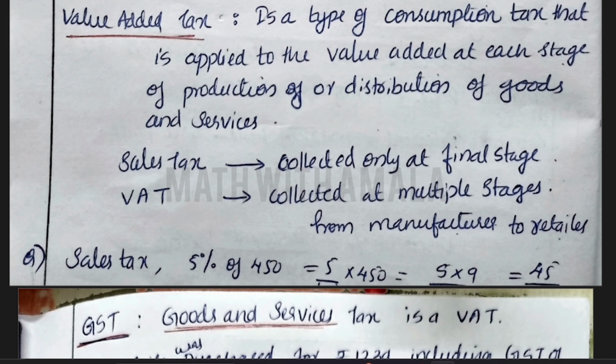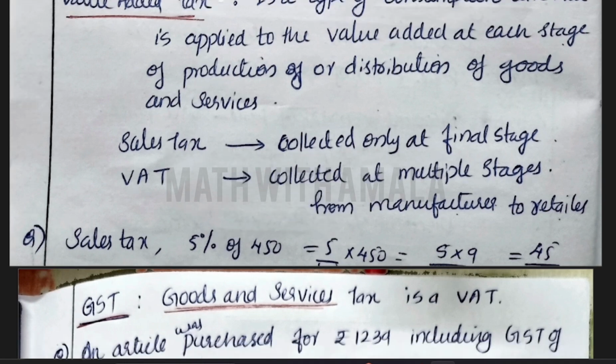GST is an example of value added tax because goods and services tax is added at each stage, like the raw material production, its production time, its labor charge, its transportation charge. All those taxes will be included before it reaches the retail shops. Hence, the sales tax is collected only at final stage and the VAT is collected at multiple stages from manufacturer to retailer. For example, let's find the sales tax for 5 percentage of 450. You have to multiply 5 by 100 with the 450.